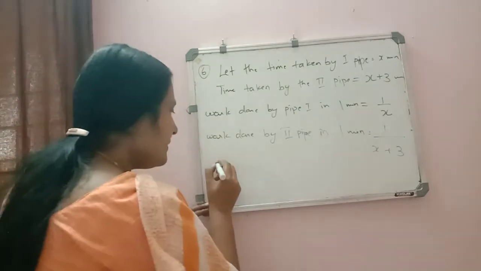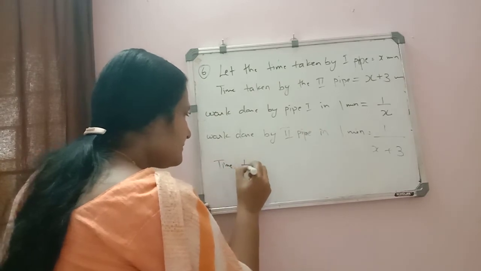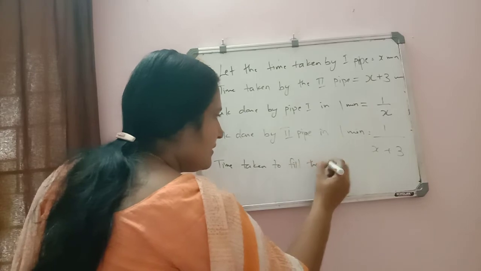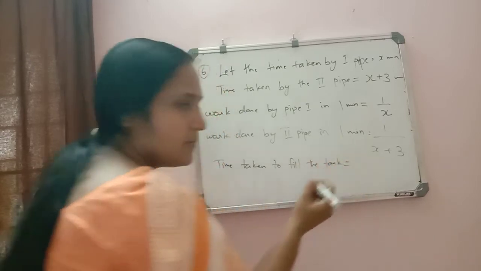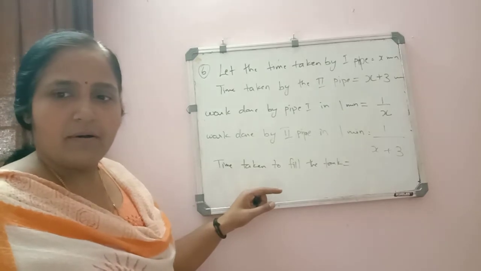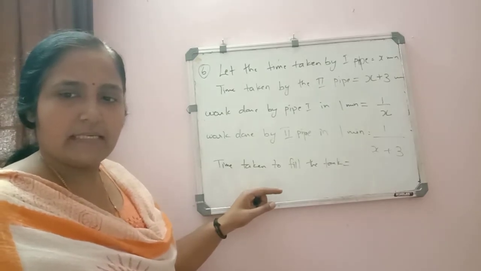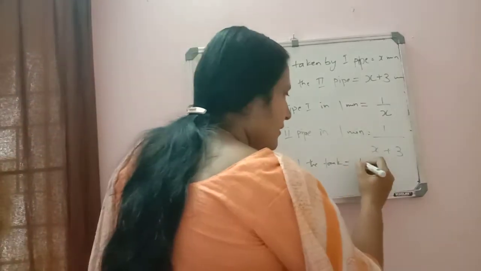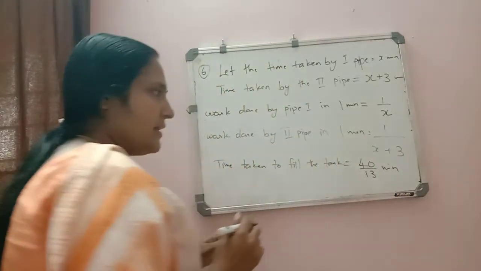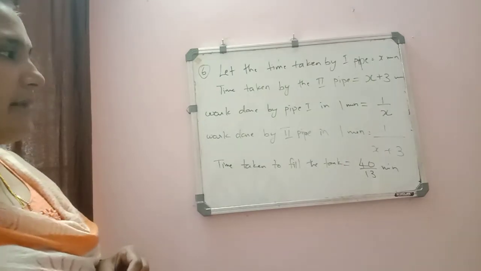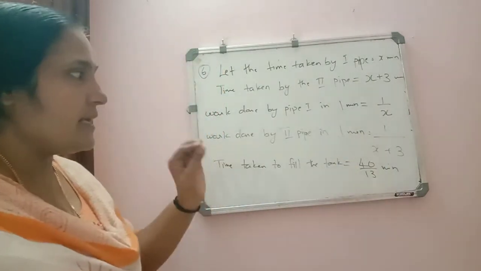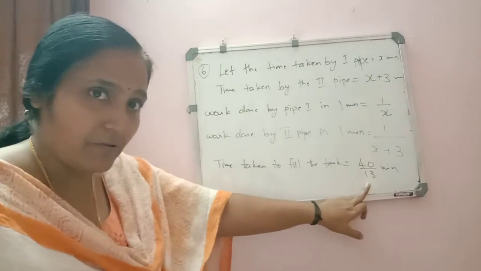Now we will write here time taken to fill the tank is equal to, that is 13 1/3. So I am converting into improper fraction. So 13 3s are 39 plus 1, 40/13 minutes. If both the pipes are working together, they are filling the tank in 40/13 minutes. So how much work they are doing in 1 minute, that we have to calculate.